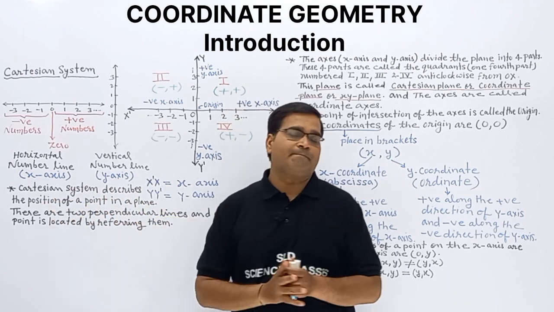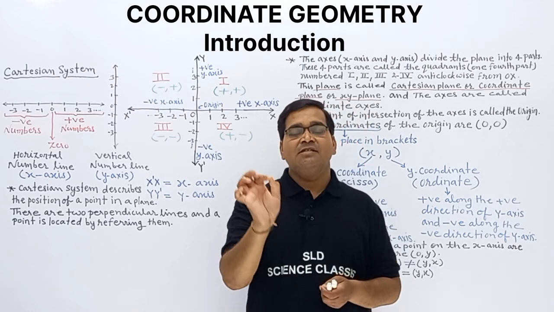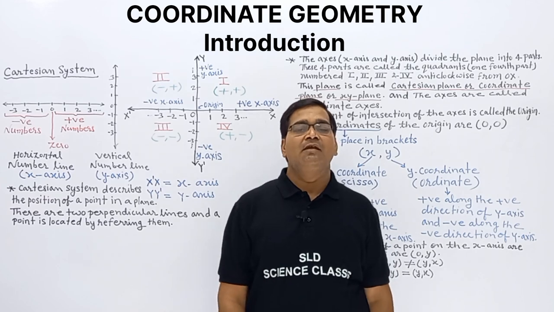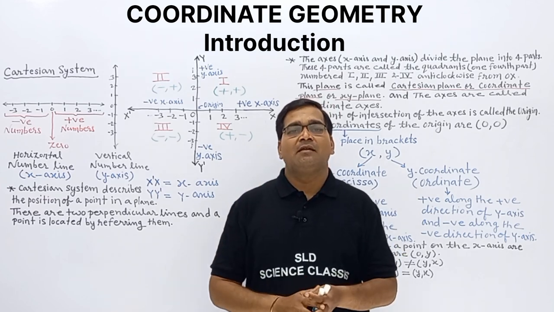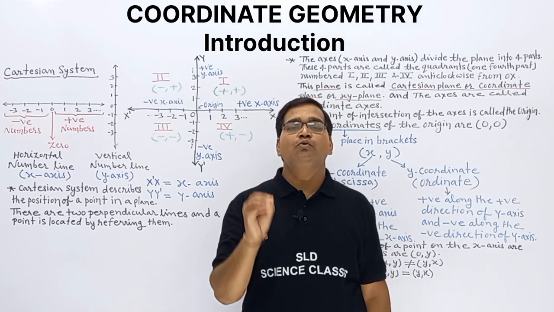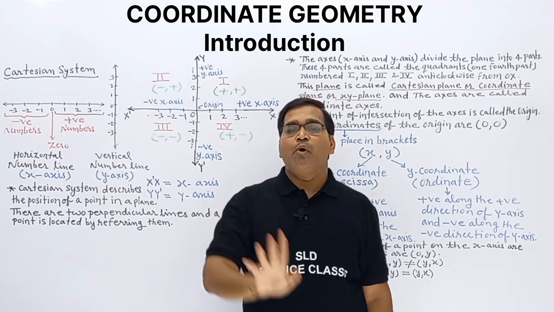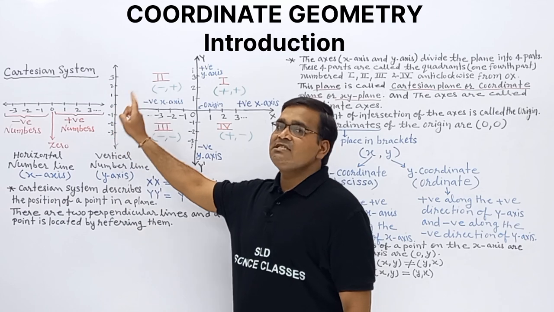in a plane. The Cartesian system describes the position of a point in a plane. We have one plane, and on the plane we have one point. We want to know the position of that point, then we will use the Cartesian system.